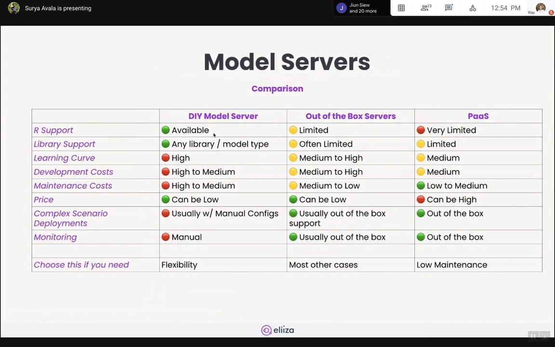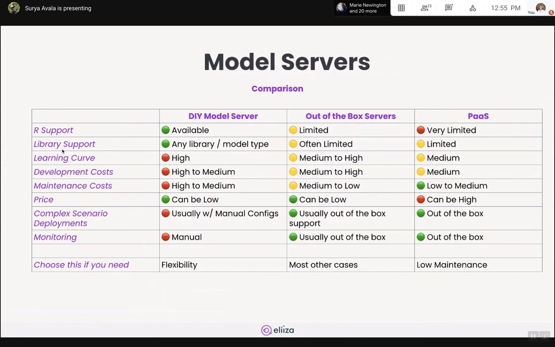We can do whatever we want. But when it comes to out-of-the-box servers, as we have seen, usually the R support is limited. Either they are in alpha releases, or there's limited R support. And when it comes to platform-as-a-service offerings, it's very limited and often non-existent.